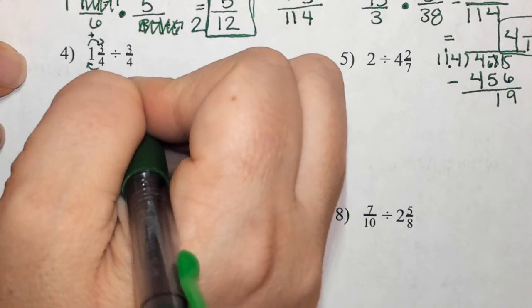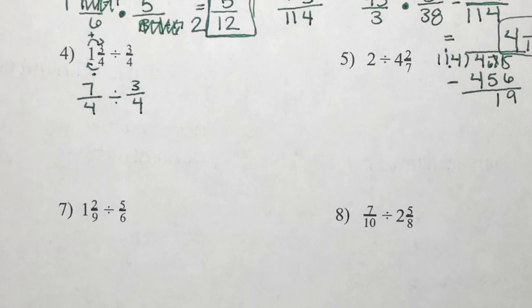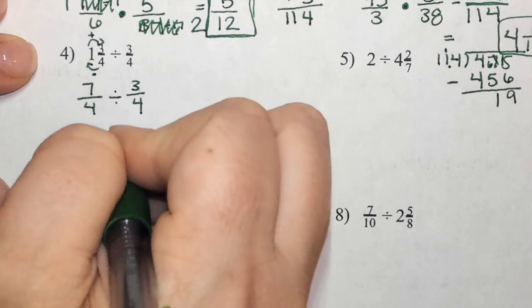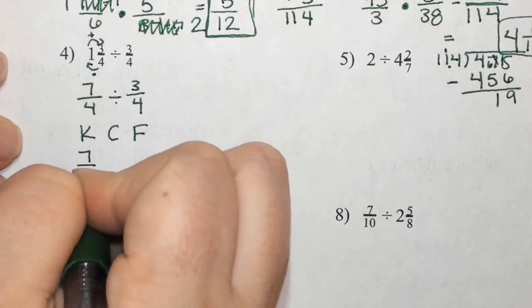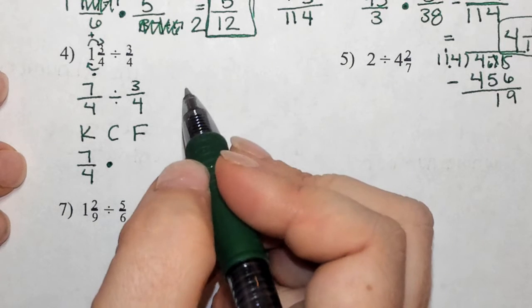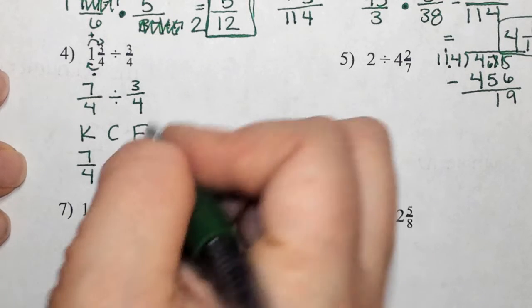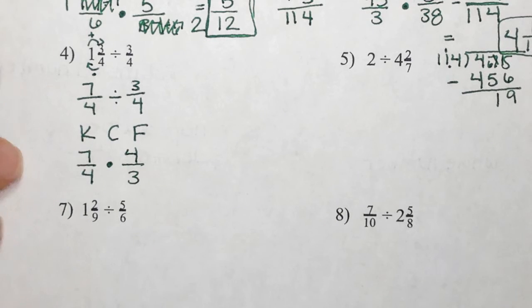No. Not yet. Okay. Not yet, because are we making it multiplication yet? No, we're just making them improper. Now we can KCF. So what's my first fraction going to be? Braden. 7 over 4. What am I going to change it to? Multiplication. And when I flip it, what do I get? Creighton. 4 over 3. Do y'all see anything here that will simplify?